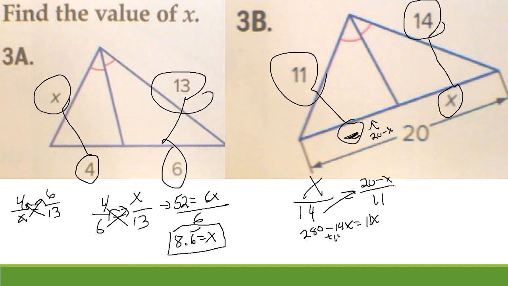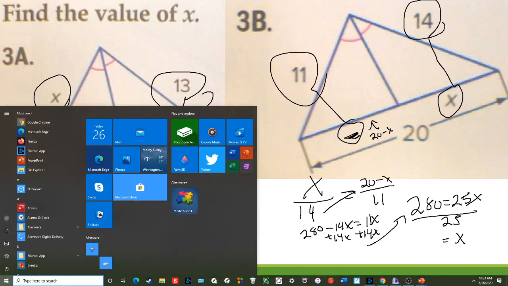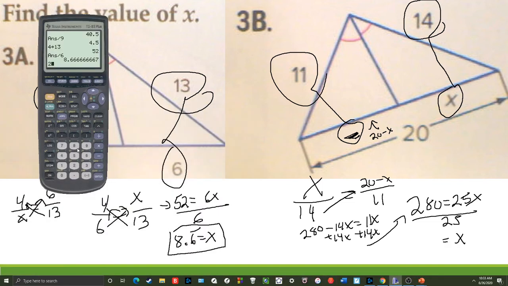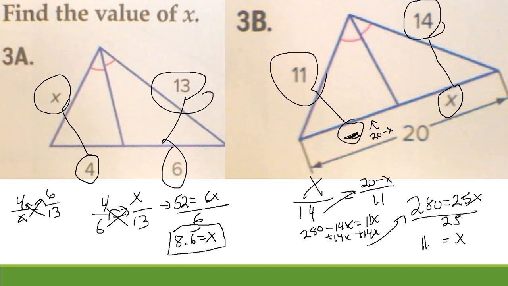So now I'm going to add 14x to both sides to get the x's on the same side. So I get 280 is equal to 25x. Divide by 25, and we get x is equal to 280 divided by 25, 11.2. And that is how big x is.